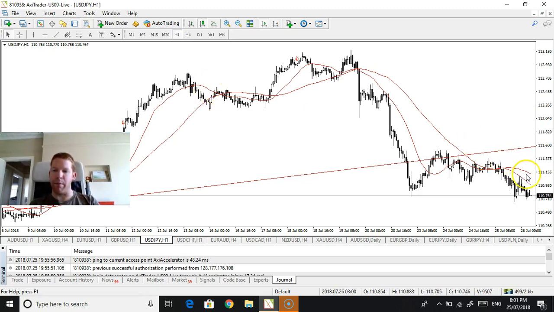If I have my stop up here, I think that's the 55. If you're risking, what is that pip wise?